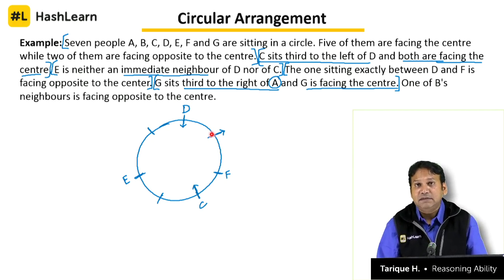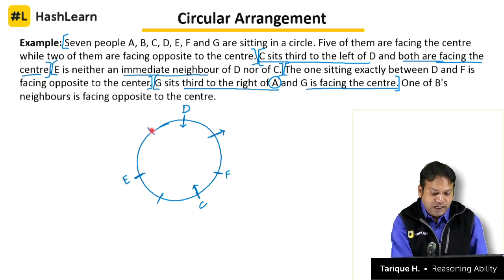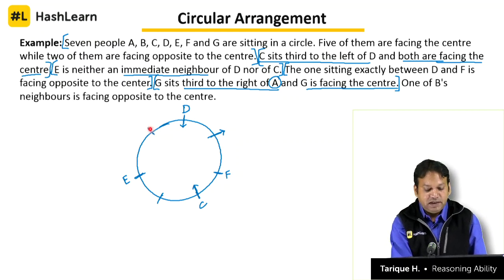G is facing the center, but we don't know which side A is facing. Clear? That's what makes it a little tough here. Let's see. Suppose A is here. Okay, let's assume that A is in this position. Now, which side is A facing? Is he facing towards or away?